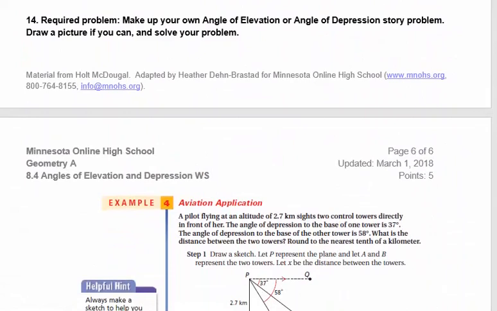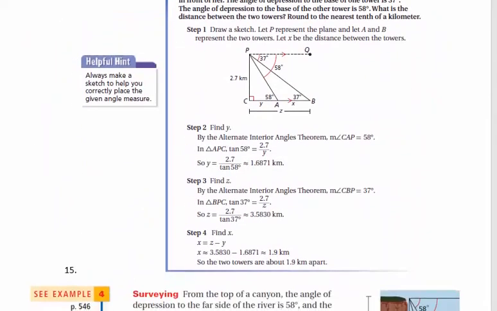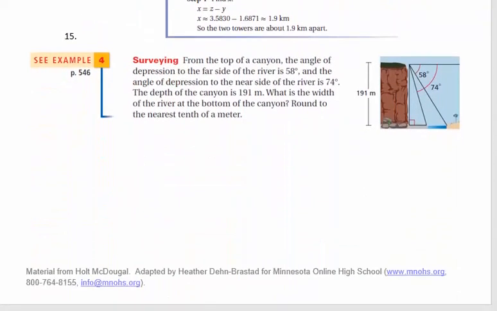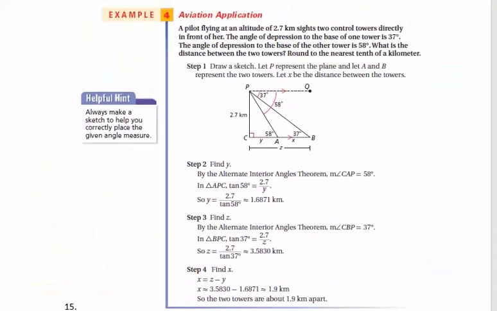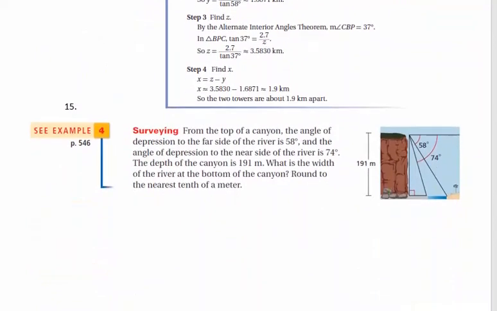Number 14 you have to do, everybody has to do. It says make up your own angle of elevation or angle of depression story problem. Draw a picture if you can and solve your problem. Feel free to use your family members' names like I did. I've got my niece and nephew and my sister-in-law and my kids and all kinds of people in there. And then this last question is a little bit tricky, so give this one a try, but you'll have to do this in multiple steps.